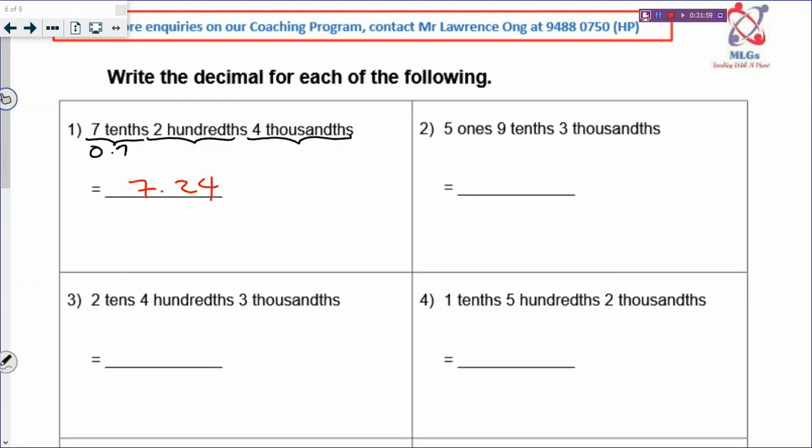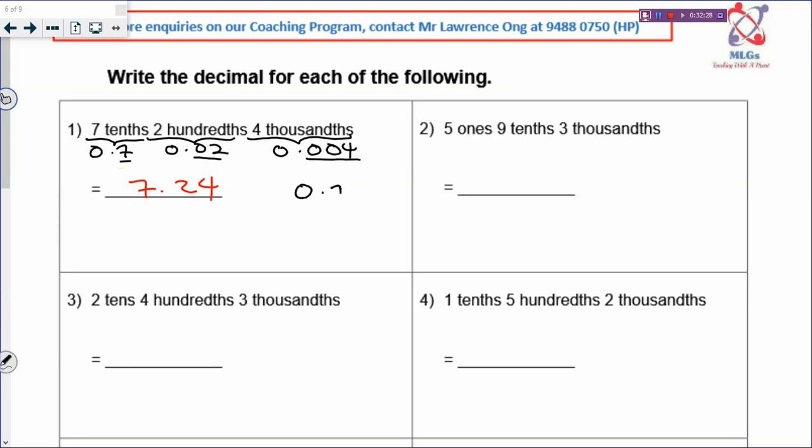So 7 tenths is 0.7, 2 hundredths is 2 decimal places, so 0.02, 4 thousandths is 3 decimal places, so you must have 3 decimal places, 0.004. So can you see it's not that hard to change? Tens means you have 1 decimal place. Hundreds, then you must have what? 2 decimal places. Thousands, then you must have 3 decimal places. Then finally what do you do? You just add them together.